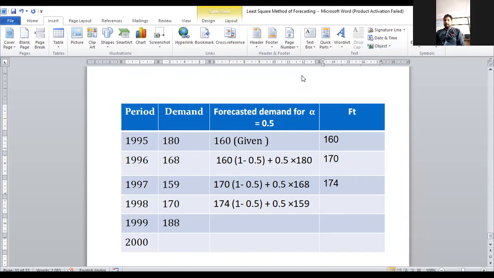Dhanashree is saying 169. Yes, sir, 169 will come. 169 is right. Okay, then if you get 169, here f of t minus 1 will become 169, right? And the actual demand is 159, so d suffix t minus 1 will become 159.